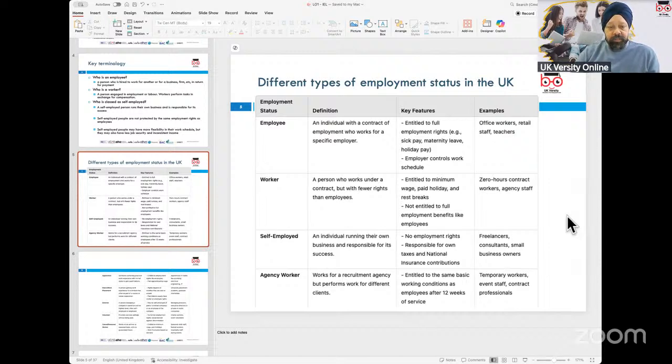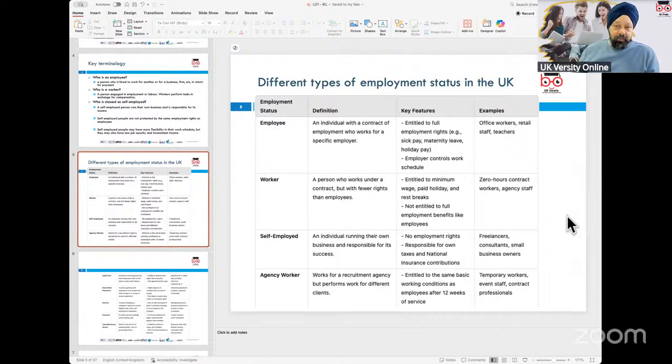Now, a worker is a person who basically works under a contract, but you have fewer rights than employees. That is the main difference between a worker and an employee. So a worker could be a contractual worker, somebody who's working on a temporary contract or a fixed-time contract. They would be classed as workers because they would not have the full rights available to a full-time employee.